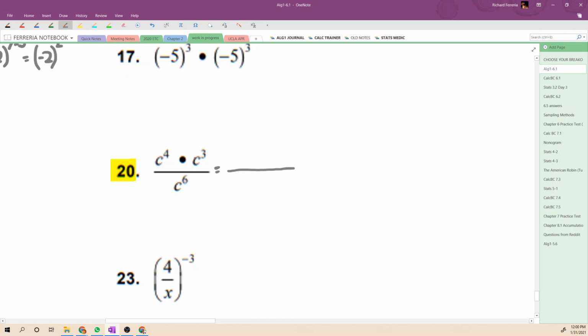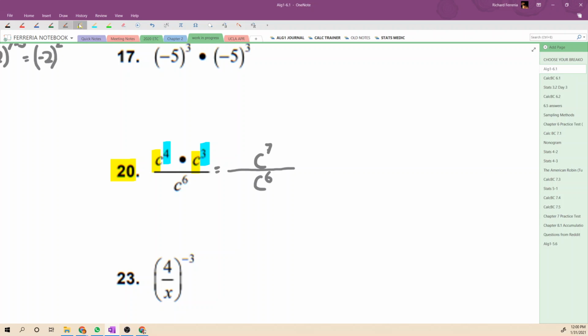If I'm multiplying two exponents with the same base, they both are base C, I can just add the exponents. So my numerator here really should be C to the 7th power. The denominator is C to the 6th power. I'm not doing anything with the denominator, I'm just rewriting it.